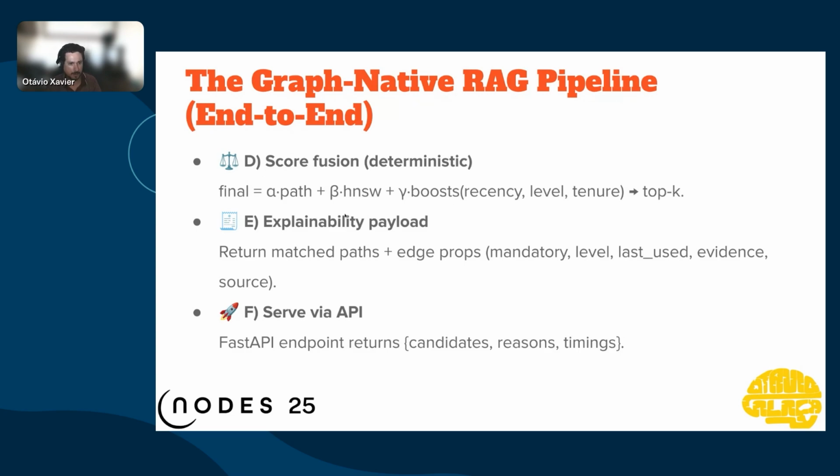Then we combine them. Usually we have, let's say, an equation like that to combine those multiple things. And in this step, we boost some things, so we give more score depending on specific characteristics we have in the data. We can have this step to explain why we end up with these answers, and also serve it as an API.